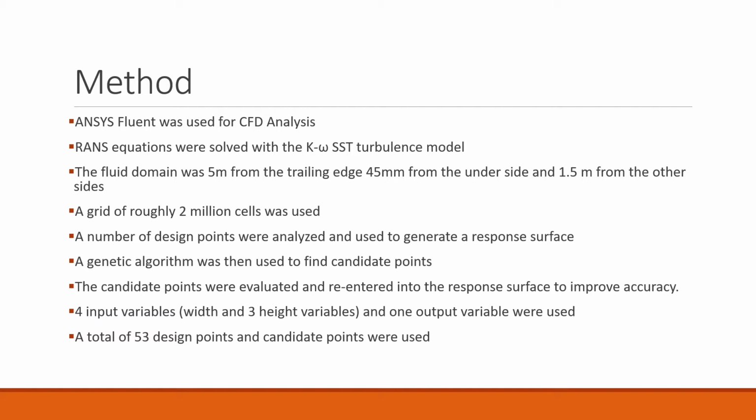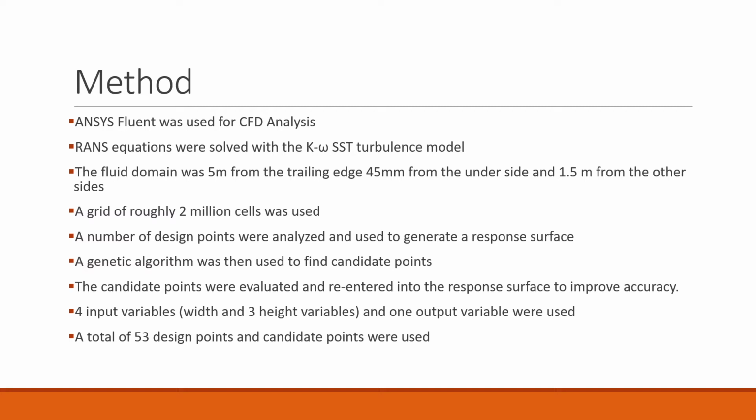The results of the chosen design points were used to generate a response surface. A genetic algorithm was then used to find the maximum downforce on the response surface. This candidate point was then analyzed and used to regenerate a more accurate response surface. A total of 4 design variables were used.